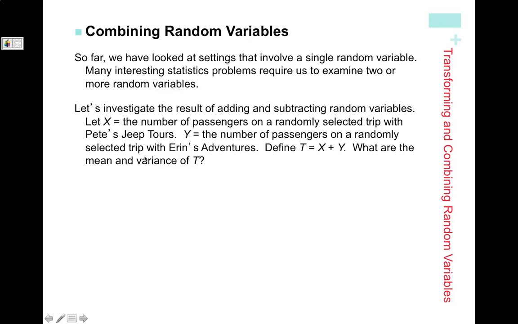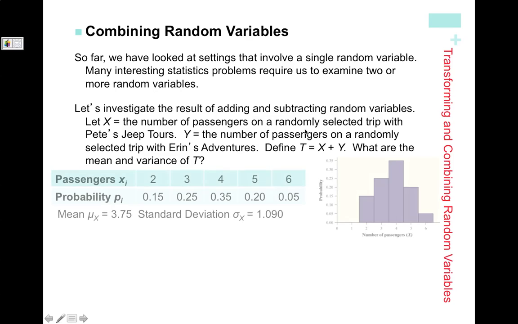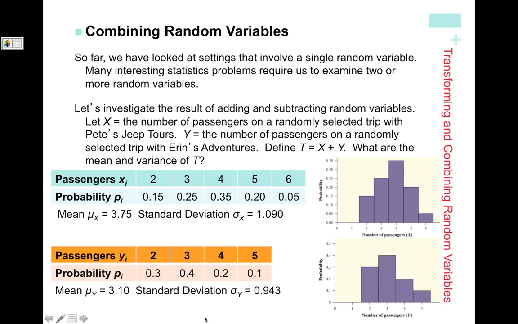Let's say Aaron and Pete's dad wants to know how they're doing. So he's going to crunch some numbers on their two businesses and look at what the average and spread is for their passengers. So here is Pete, random variable of x. There's our possible values. Here's our probabilities. There's our histogram. Here's y, Aaron's adventures. Number of passengers. She can only carry 5 passengers. She can't carry 6. Here's our probabilities, mean, standard deviation. There's our histogram.